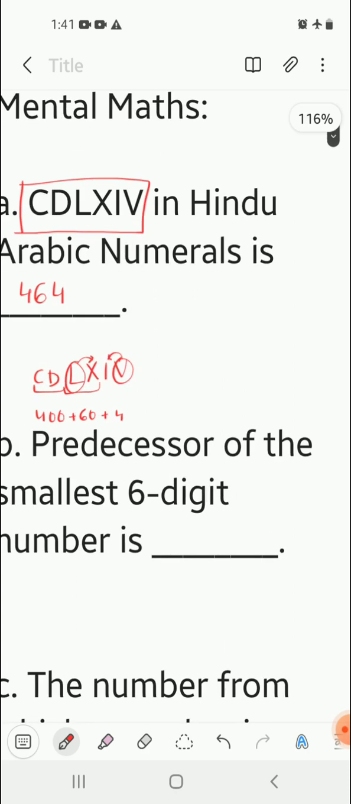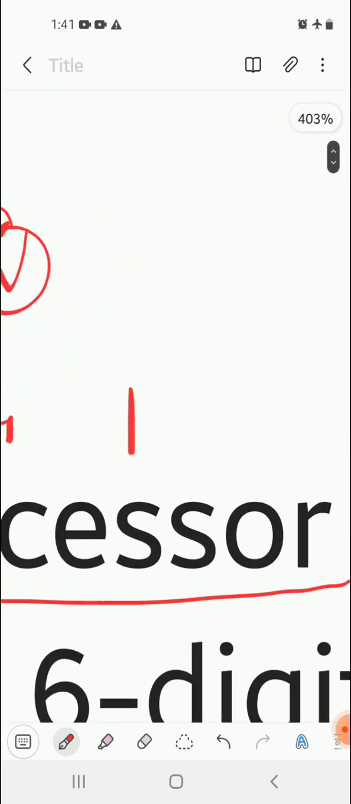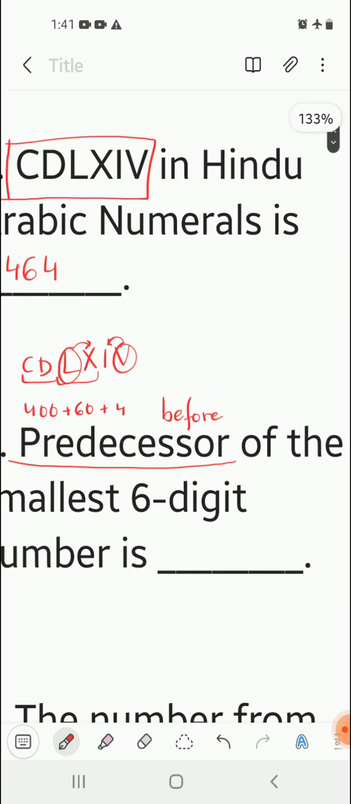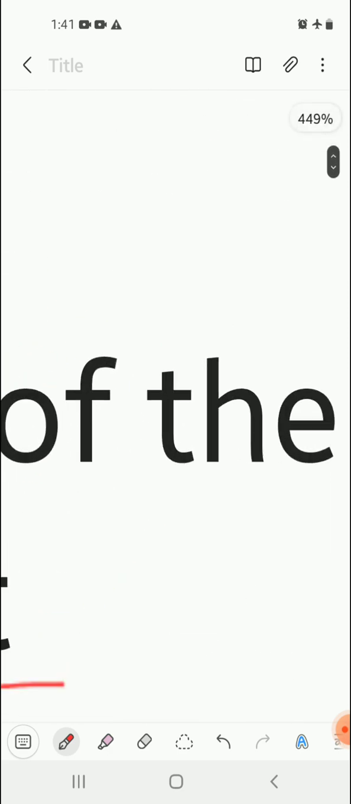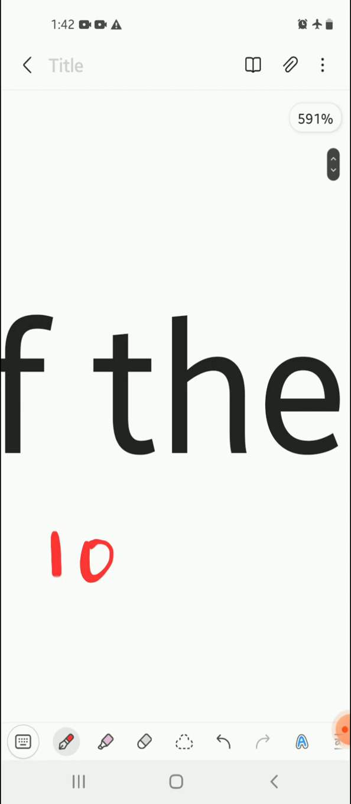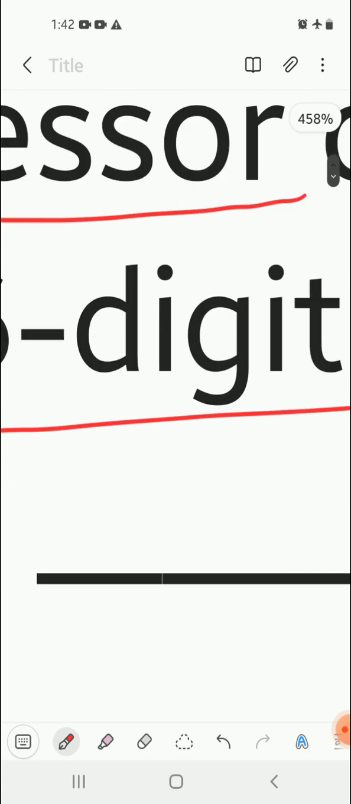Next, predecessor of the smallest 6-digit number. Predecessor means before. So we have to find the number before the smallest 6-digit number. The smallest 6-digit number is 1 and 5 zeros. 1, 2, 3, 4, 5. It is 1 lakh. So before 1 lakh, its predecessor is 99,000.